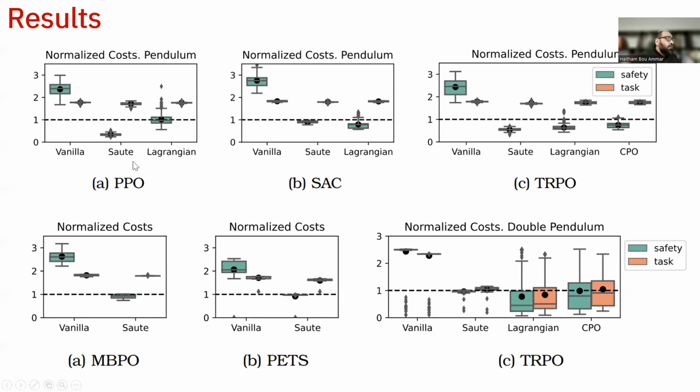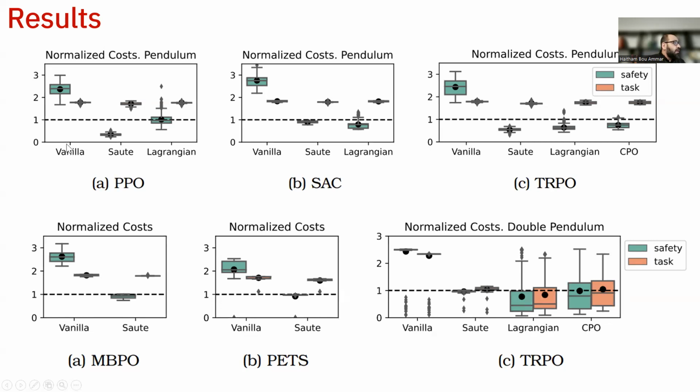So here we look into A, B, C, which are different algorithms. We have PPO, SAC, TRPO. This is the cost pendulum problem. Here we show you the different versions of the PPO, of the SAC, and of the TRPO. The green one is the safety cost, and the orange one, which you don't see, is the cost of the task itself. This line here is the line that we would like to meet in terms of safety.